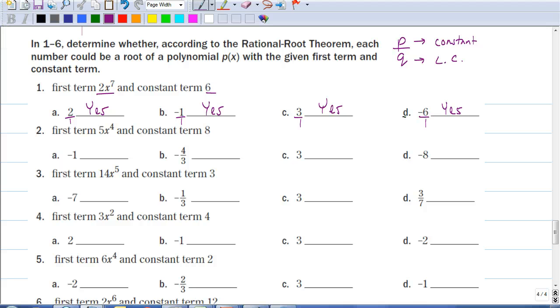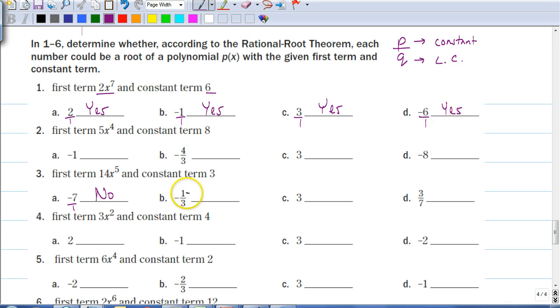Let's look at number 3. -7 is the same as -7 over 1. -7 does not go into 3 evenly, so I can stop right there and say no. Even though 1 goes into 14, it doesn't matter. They both have to be answered by yes in order for that number to be a possible root using the rational root theorem. Let's look at the next one.